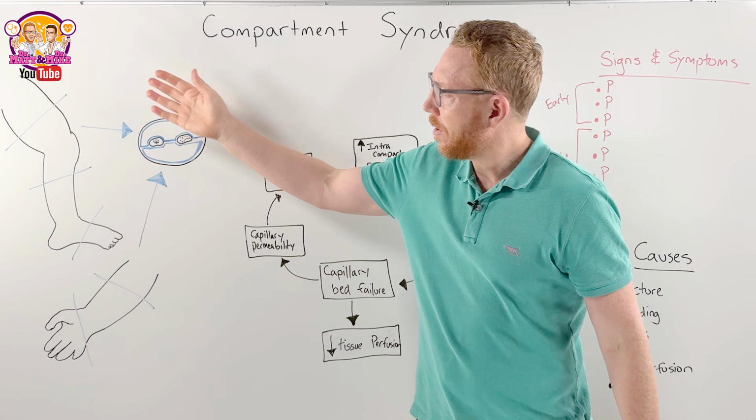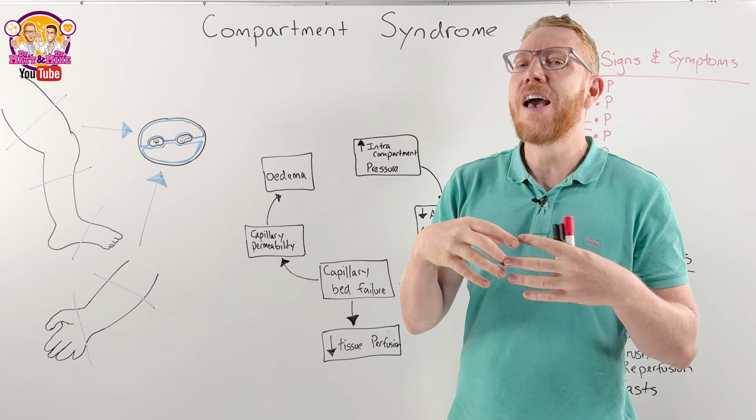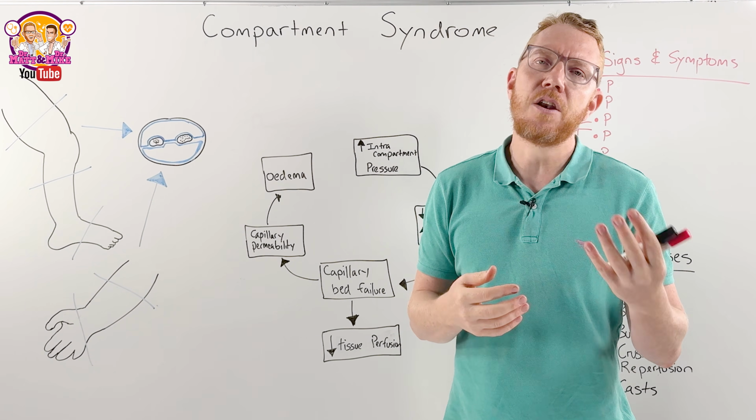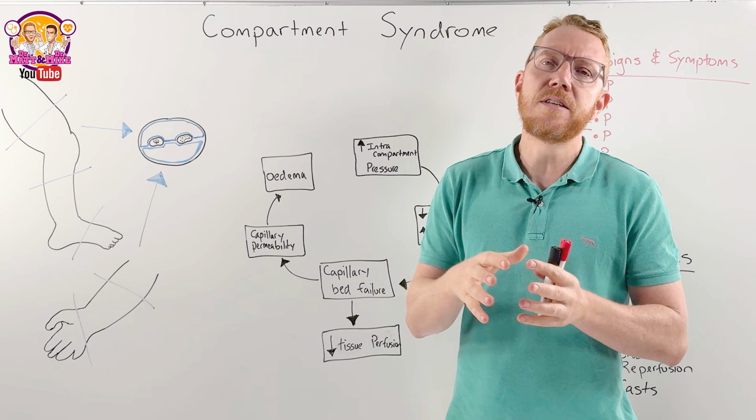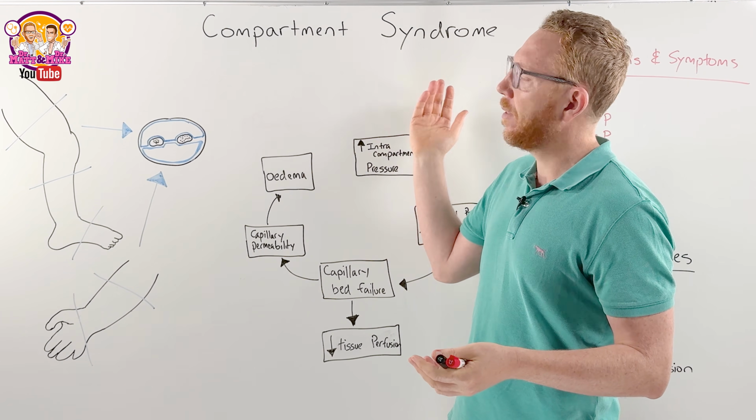So imagine your limbs, your legs and your arms, like suitcases. Inside these suitcases we have muscles and bones and blood vessels and nerves. Now if something increases inside the suitcase, the pressure is going to increase, which is essentially what compartment syndrome is.